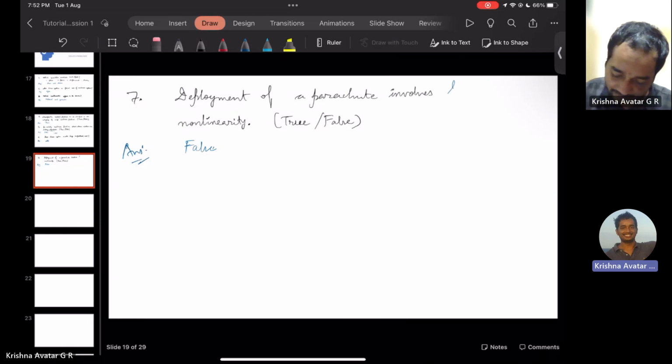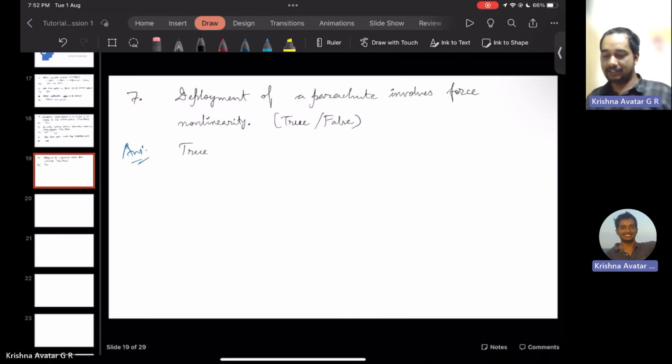I think it's related to force nonlinearity. Does deployment of a parachute involve force nonlinearity? The answer is true. Okay. I think we should do one more problem before we call it a day.